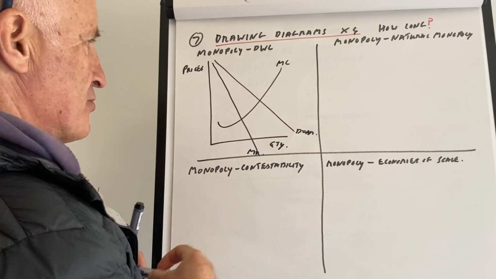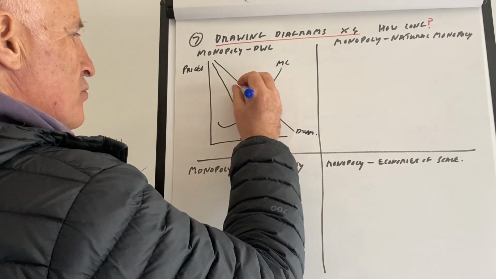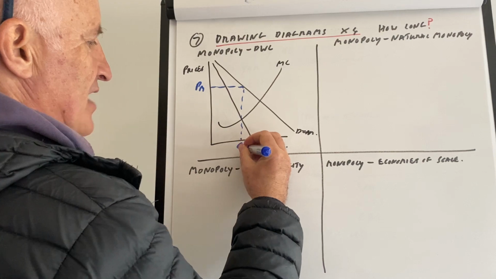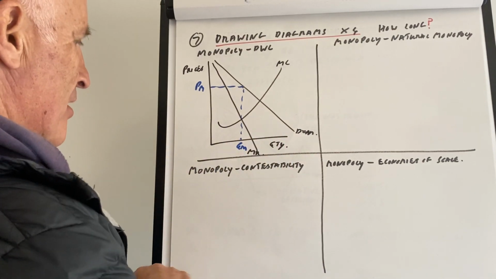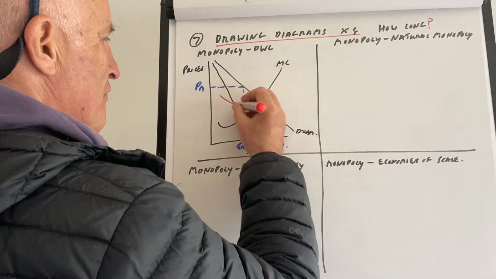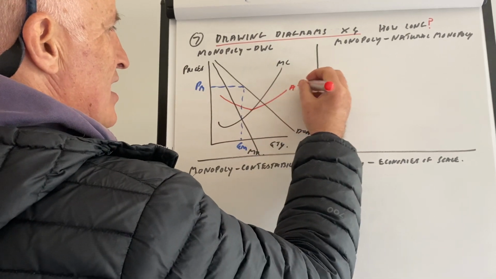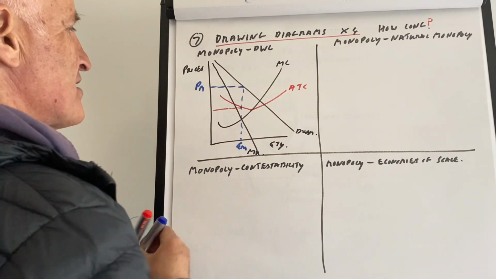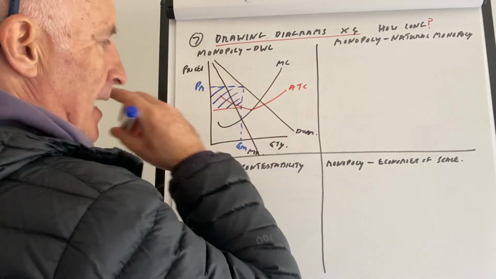So monopoly will always produce, as we all know, at MC equals MR, which is there. So that's the price of the monopoly. That's the output in a monopoly. Okay, then we want to draw the average total cost curve on there, ATC, the MC going to the bottom of the ATC line. That is your supernormal profit, which goes from here to here to here.